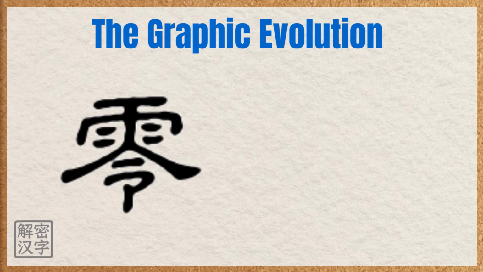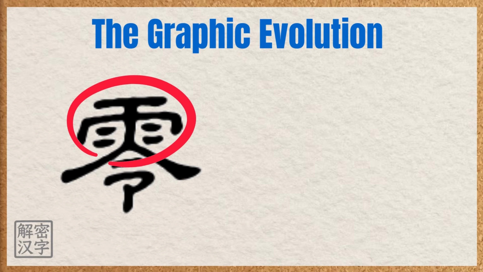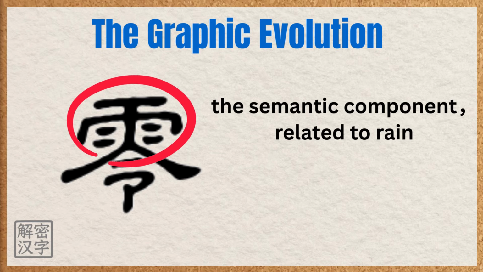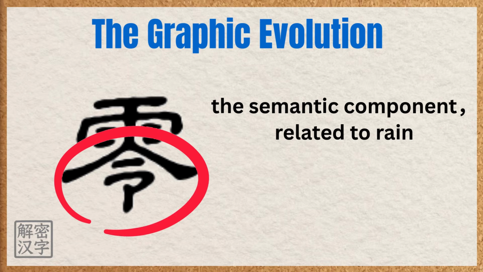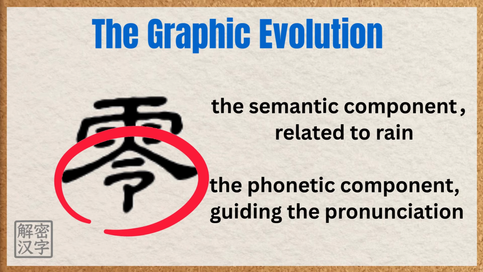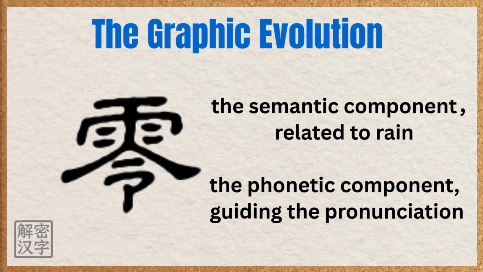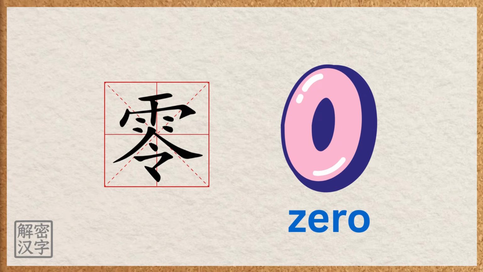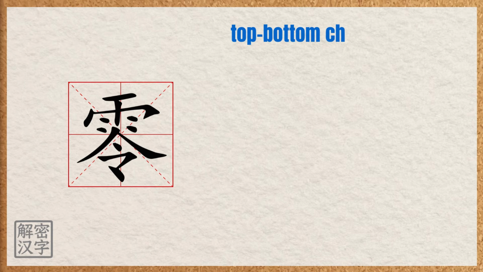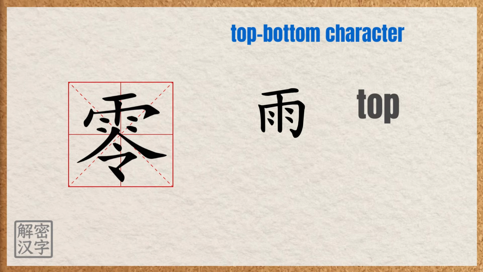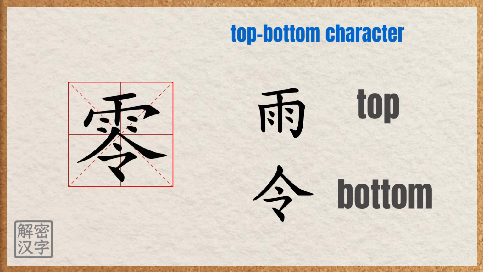Later, it developed into a phono-semantic character. The top part, yu, is the semantic component, showing it's related to rain, and the bottom part, ling, is the phonetic component guiding the pronunciation. Over time, ling was also adopted to represent the number 0. The character ling is a top-bottom character, yu on the top and ling on the bottom.